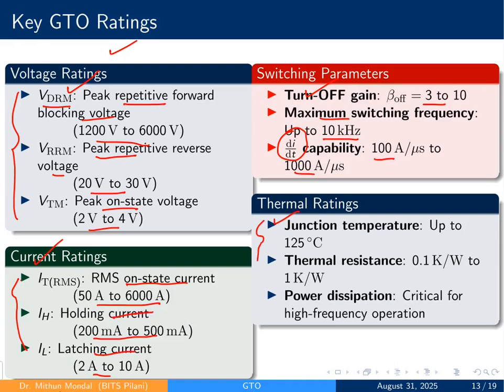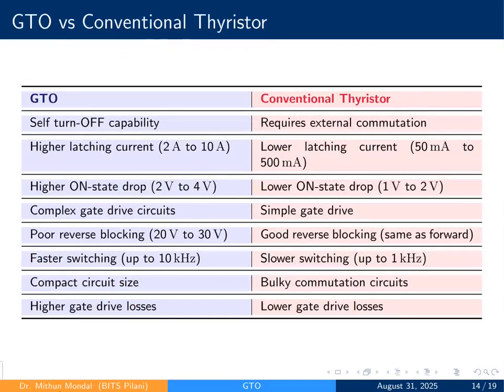The thermal rating of the GTO: the junction temperature may reach up to 125 degrees centigrade. The thermal resistance is 0.1 Kelvin per watt to 1 Kelvin per watt, and power dissipation is critical for high frequency operation. So the GTO has to be operated using these particular ratings, otherwise the GTO may not function well.